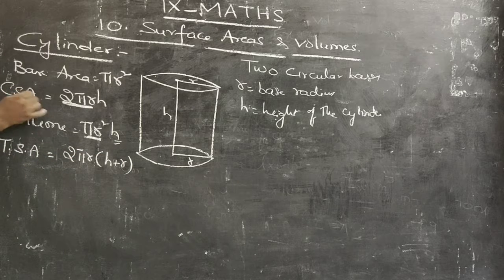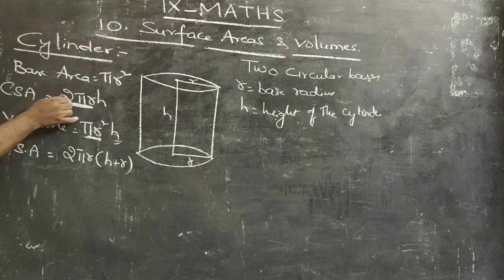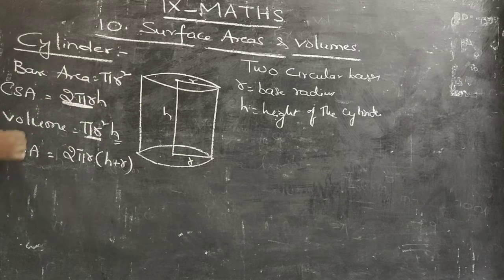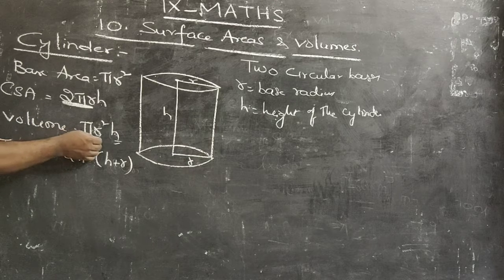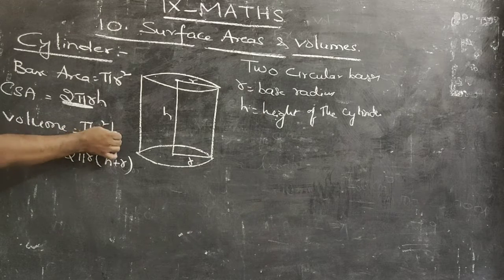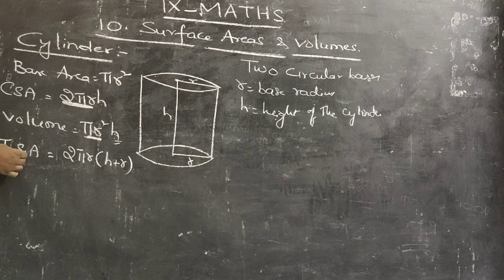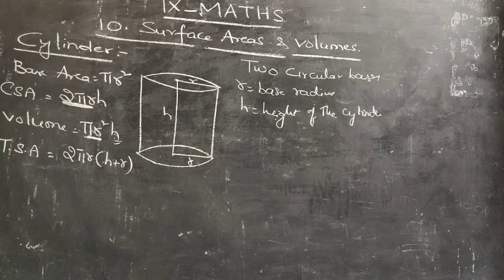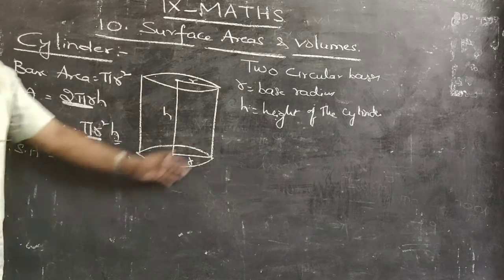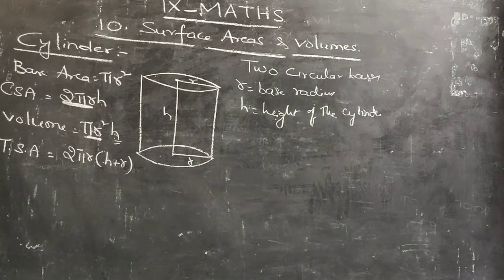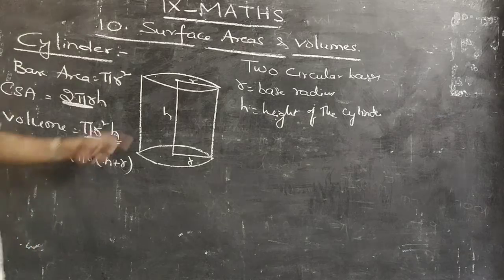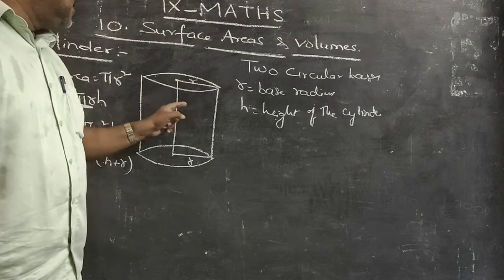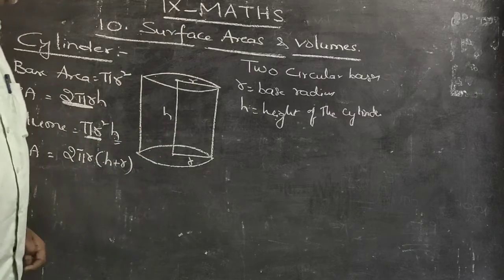Here curved surface area means 2 into circumference of the base into height, that is 2 pi r h. Volume of the cylinder means base area into height, that is pi r square into h. Total surface area means 2 pi r into h plus r. So these are the four formulae involved about the cylinder. A cylinder has two circular bases. R is called base radius, H is called height of the cylinder.